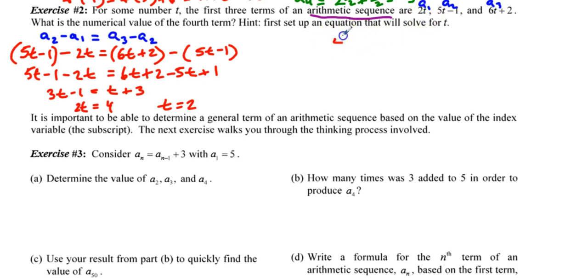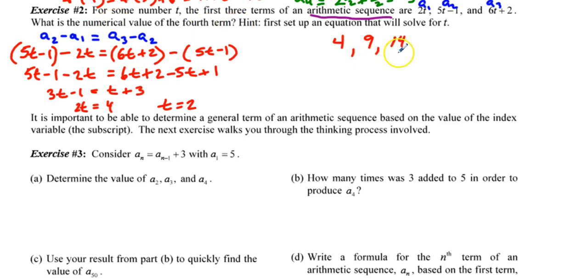So the first term would be a 4, right? Next term, 5 times 2 is 10 minus 1. That would be a 9. Okay? So far I've got a difference of 5. We better have another difference of 5. Let's check it out. So 6 times 2 is 12 plus 2 is 14. That does look like it's going to work. Difference of 5. So we want to know what's the value of the fourth term.